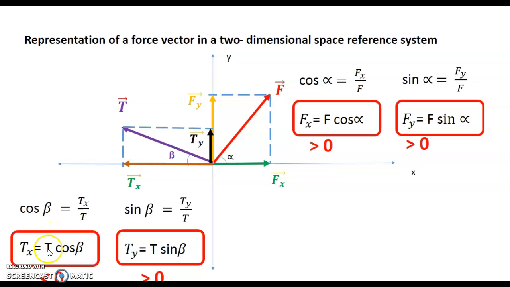And concerning the sign, T is positive, cosine beta in this case is negative. So positive times negative is negative, and this agrees with the representation. We have Tx directed in the negative direction of x. And Ty is T sine beta; T is positive, sine beta is positive, and positive times positive is positive.